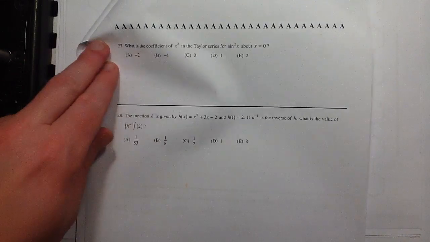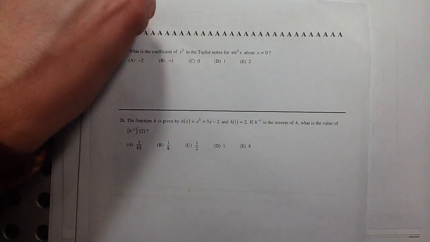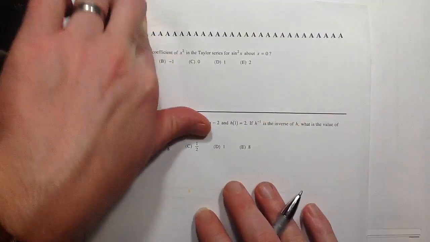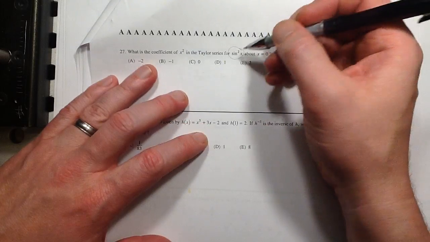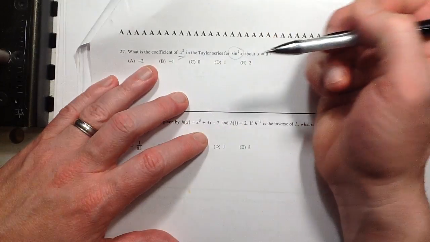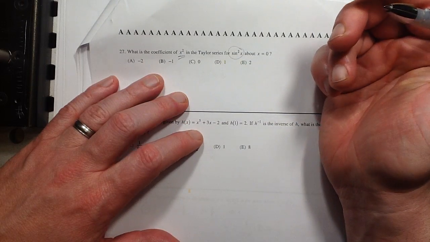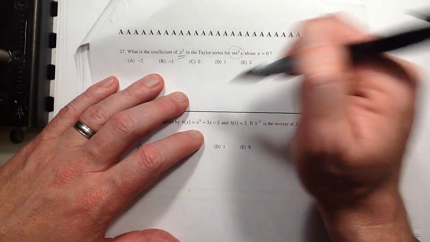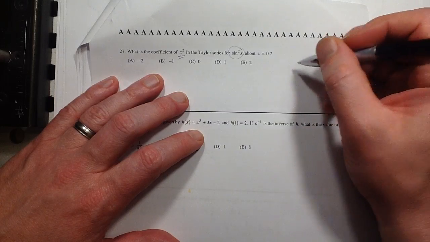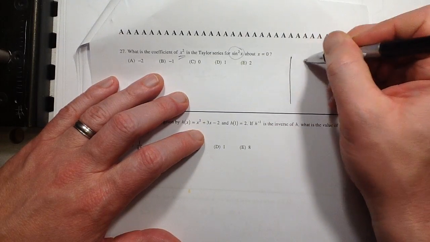(27) What's the coefficient of x squared in the Taylor series for sine squared x about x equals 0? You could find a bunch of derivatives of this, and you don't have to go that far. You could definitely do that. That's a way of doing it. I don't discourage you from doing it that way. I'm going to do it a different way.